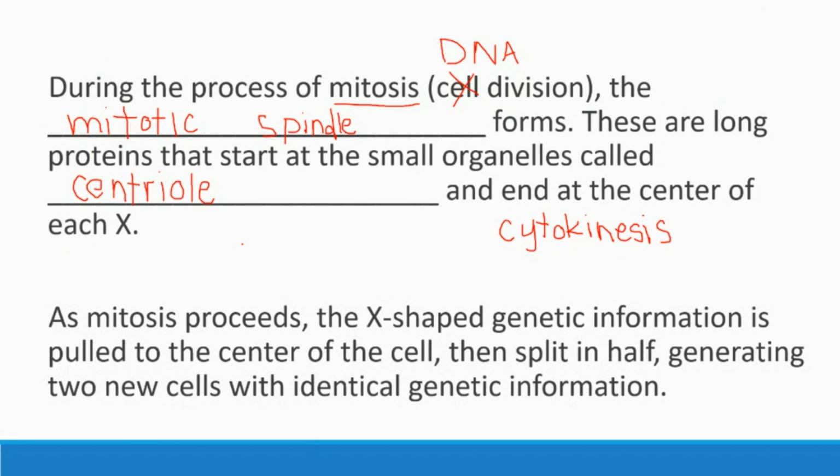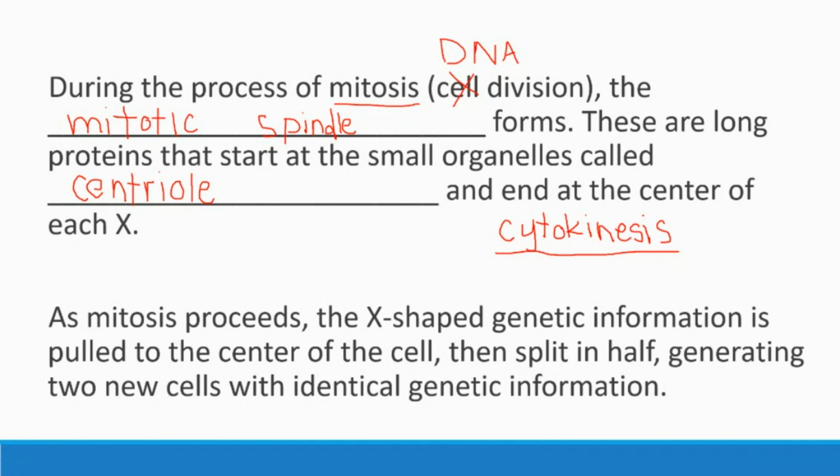I'm pretty sure you have a blank in your packet somewhere that I don't have in this list of information. Was it cytokinesis? That was that other blank that we had, or was there more than one that I missed? No, okay.